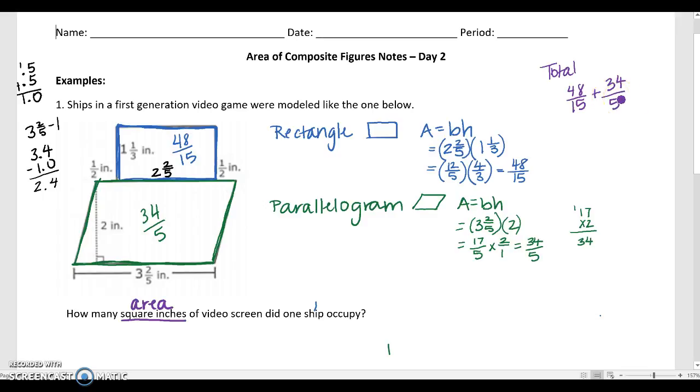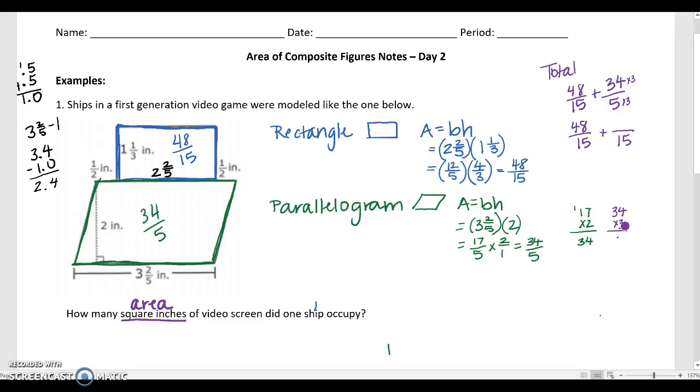So to add fractions, you need a common denominator. I can't make 15 into 5, but I can make 5 into 15, right? So 5 times 3 is 15. So I'm going to multiply the top and the bottom times 3. So 5 times 3 is 15. Now I just have to do 34 times 3.